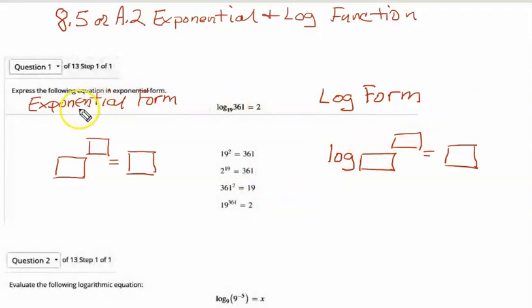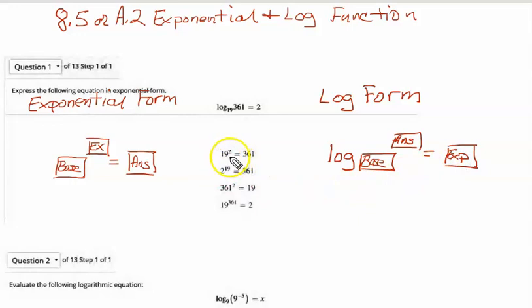All right, so in exponential form, we have a base that's raised to an exponent that gives us an answer. While in logarithmic form, it's log of a base, of the answer, and this equals its exponent. Logs are exponents.